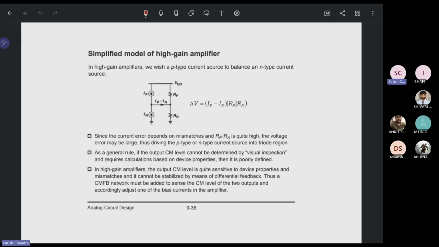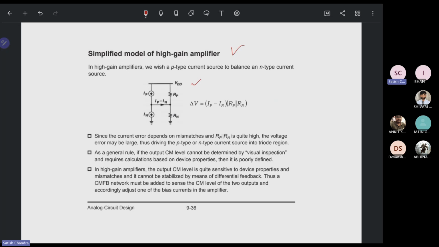For that case, the simplified model of the high gain amplifier becomes like this, which has similar advantages. Since the current error depends on the mismatch and RP parallel Rn is quite high, the voltage error may be large, thus driving the p-type and n-type current sources into the triode region. As a general rule, if the output common mode level cannot be determined by visual inspection and requires a calculation based on a device property, then it is poorly defined.